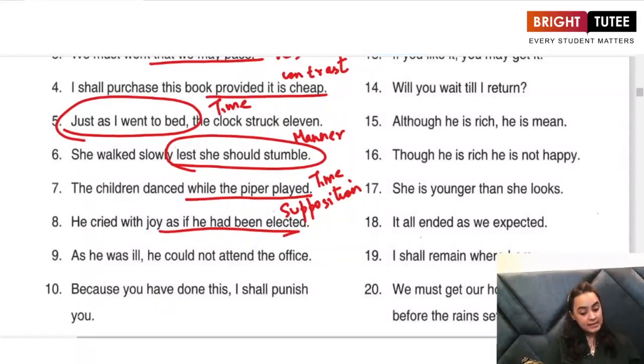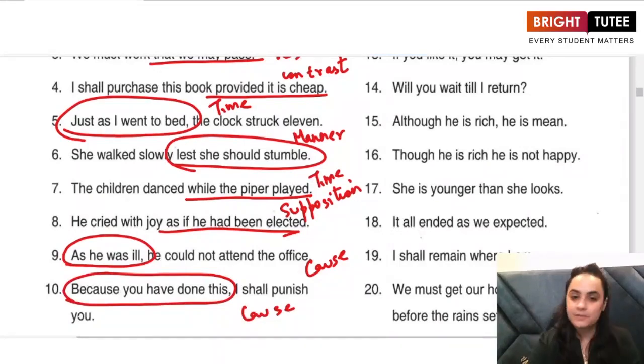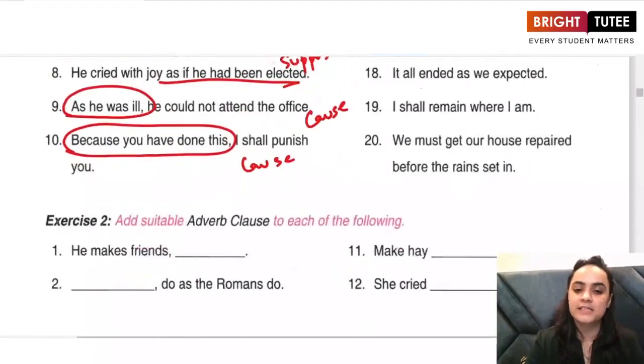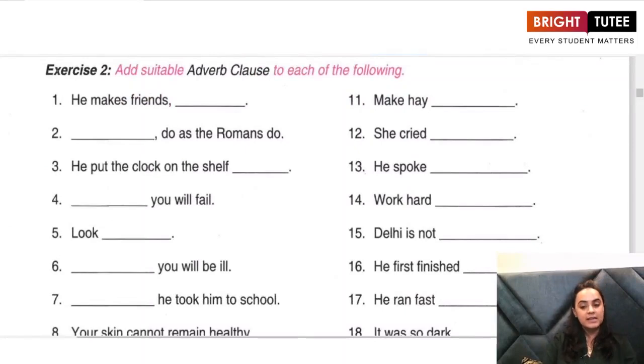As he was ill, he could not attend the office. So this is the effect or the cause of something. Why could he not attend the office? Because he was ill. Because you have done this, I shall punish you. So what is the cause of me punishing you? Because you have done this. In a similar manner, you have to identify the adverb clauses in the rest of the sentences and tell us what they are. Now again, you have to complete the sentences using the suitable adverb clause.